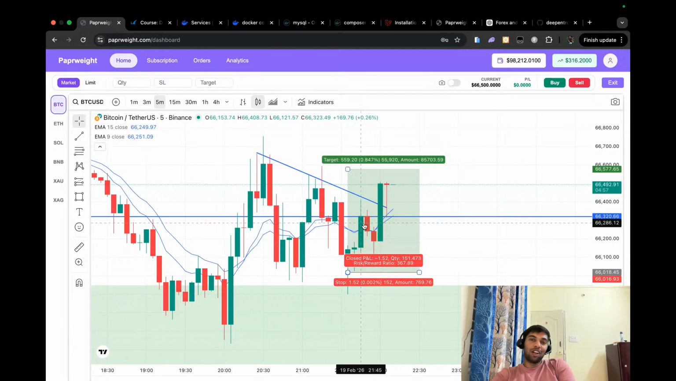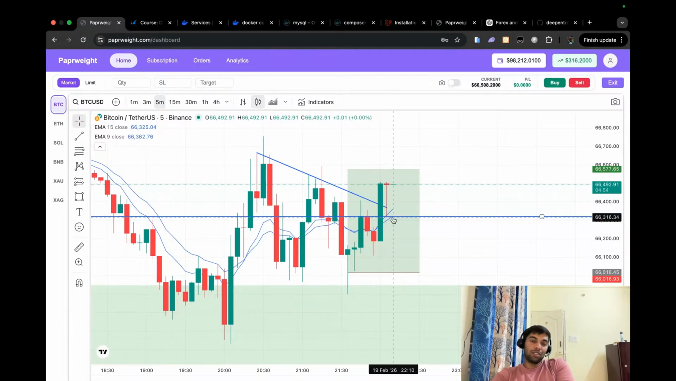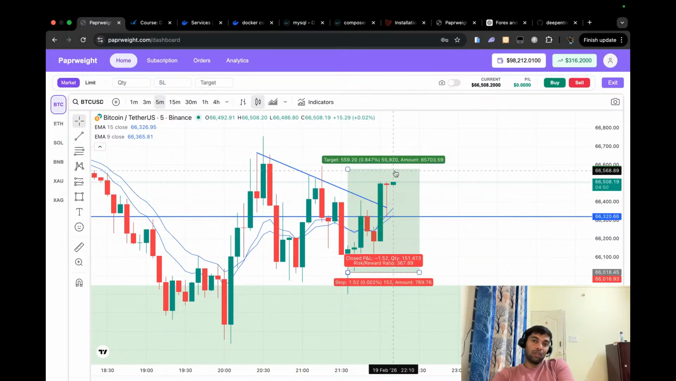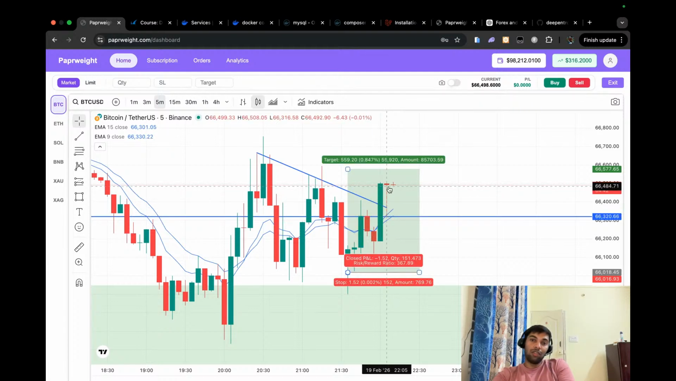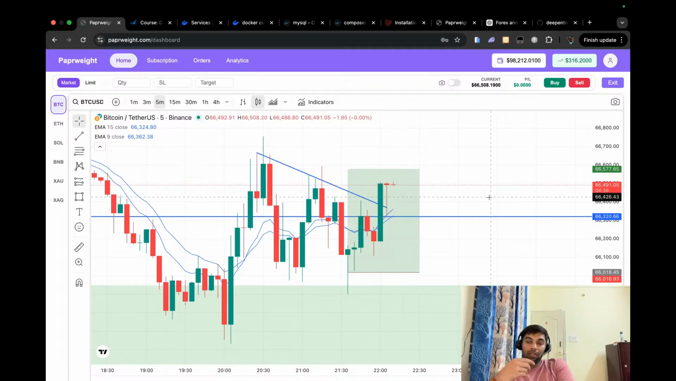It gave us a move in the downward direction, and this is my trailing stop loss. So I just booked my profit at this trailing stop loss, and now it is moving up. As soon as I booked my order, it took rejection straight away. Now it is reaching our profit.